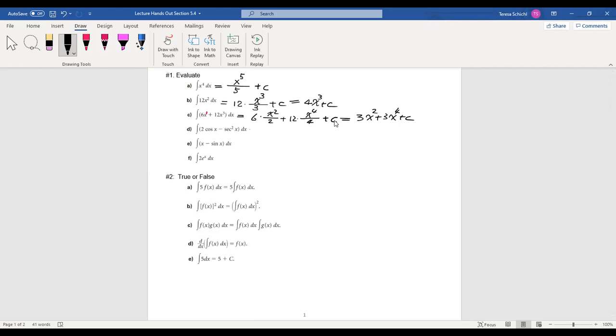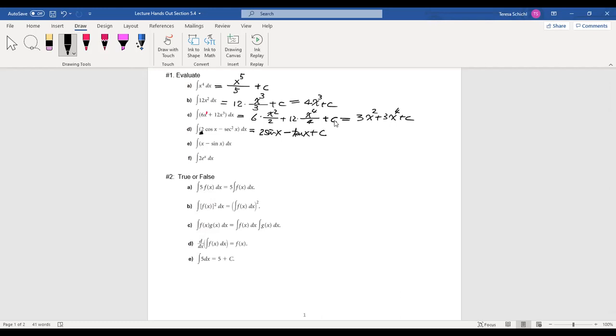Now the next one, and here's a constant. You can move the constants out. For the cosine, the antiderivative is sine x. Then the minus, what derivative will give you secant squared? The antiderivative for that will be tangent x, that's right, and the plus c here.